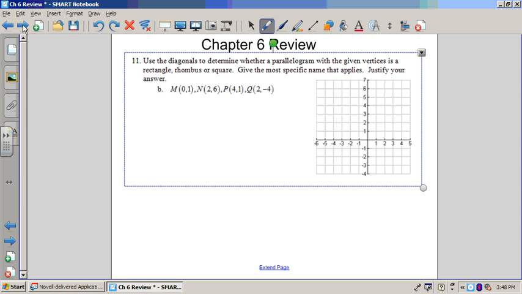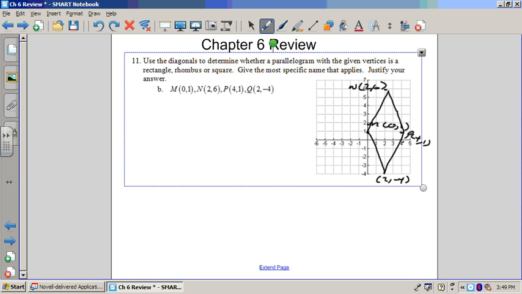Number 12, or 11b, excuse me. Let's see what we can find this time. I've got M at (0, 1). I've got N at (2, 6). I've got P at (4, 1). And I've got Q at (2, -4). Okay. Here is my figure.